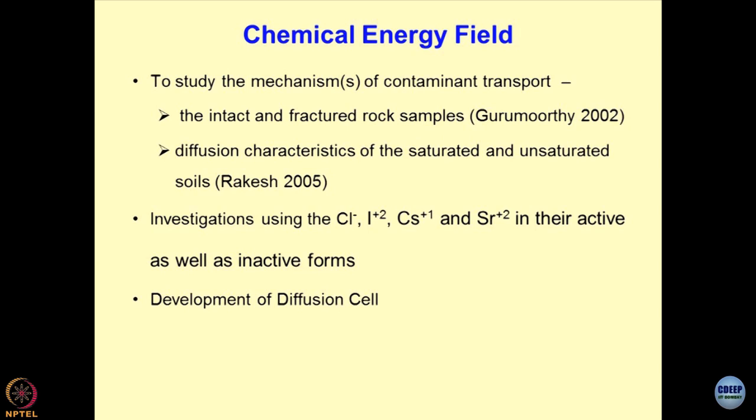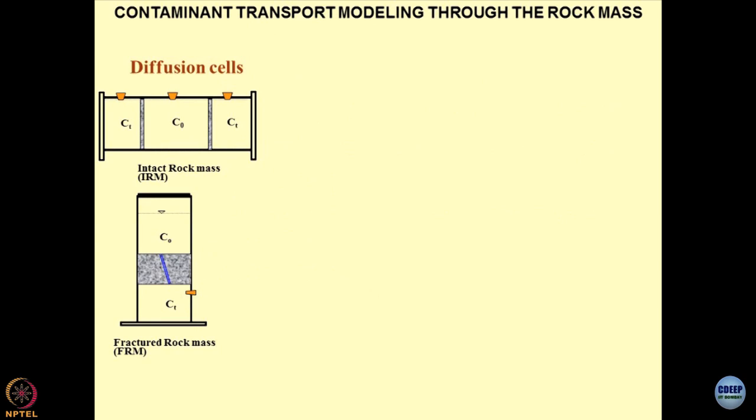And this is where the question was, how will you obtain the diffusion coefficient? So, we developed diffusion cells. These are the simple diffusion cells which we created. They won't cost you even 1000 rupees. What I have done is I have taken a small glass tube and partitioned it in three compartments by using the rock samples. This system I have utilized for finding out the diffusion coefficient through intact rock mass.